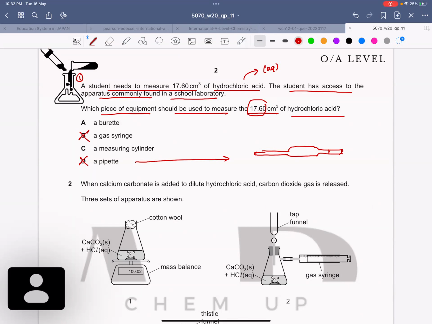Now we are left with two things, burette and measuring cylinder. Measuring cylinder, you have to remember, is for measuring approximate volume. Okay, and burette is used to measure accurate volume, and the burette has a scale with 0.1 centimeter cube as its least count. So C also goes wrong, and our correct answer would be A.